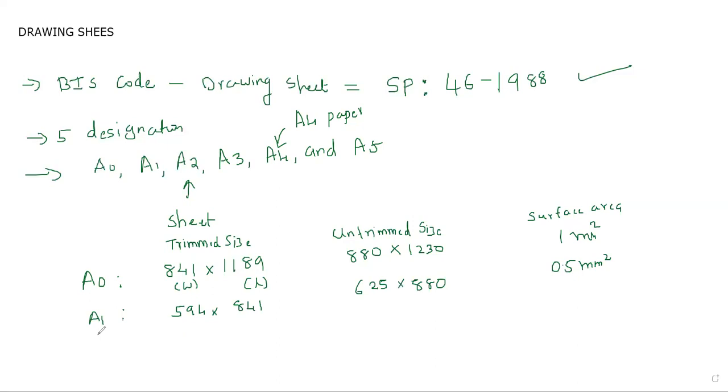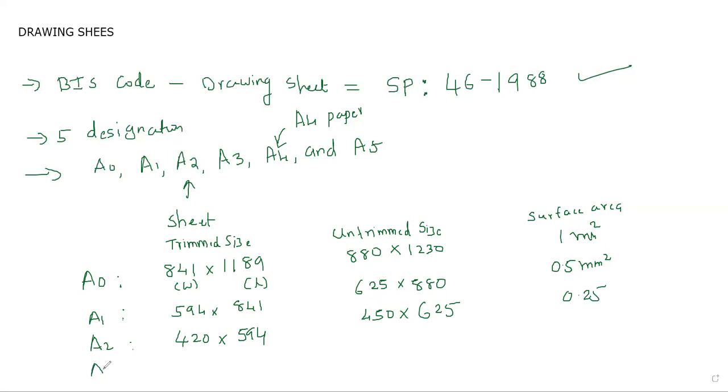Now let me talk about the A2 size paper, A2. The trimmed size is 420 into 594. The untrimmed size is 450. It is more only, remember like that. 450 into 625. And the area is 0.25.